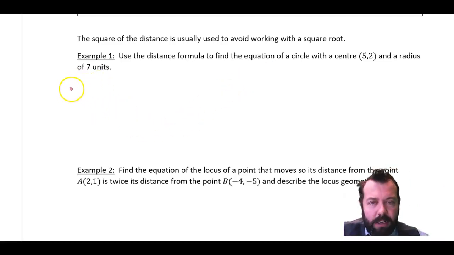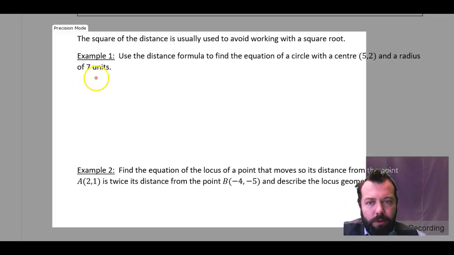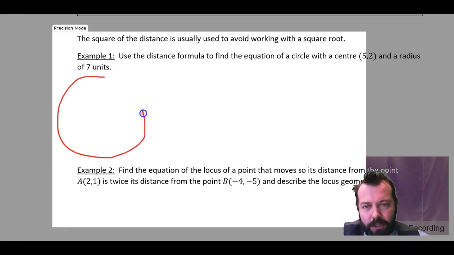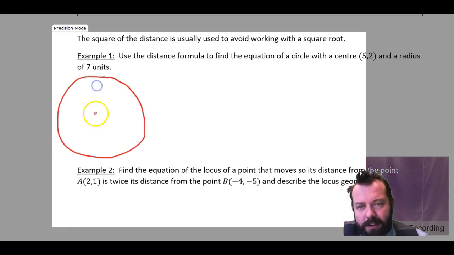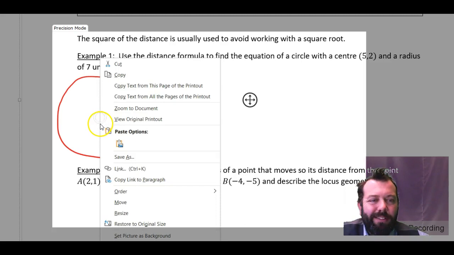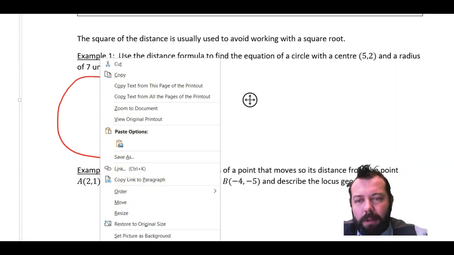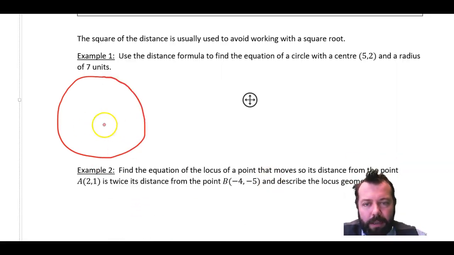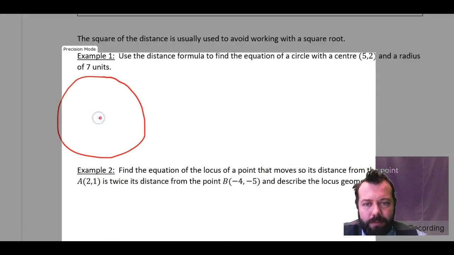I'm going to introduce some sort of extra piece of information here. Now, please excuse that terrible looking circle. I'm still new to this graphics tablet business. So there's my center. My center is here at, what did I say it was? 5, 2. And I've got a radius of 7. So I've got 7 units here.